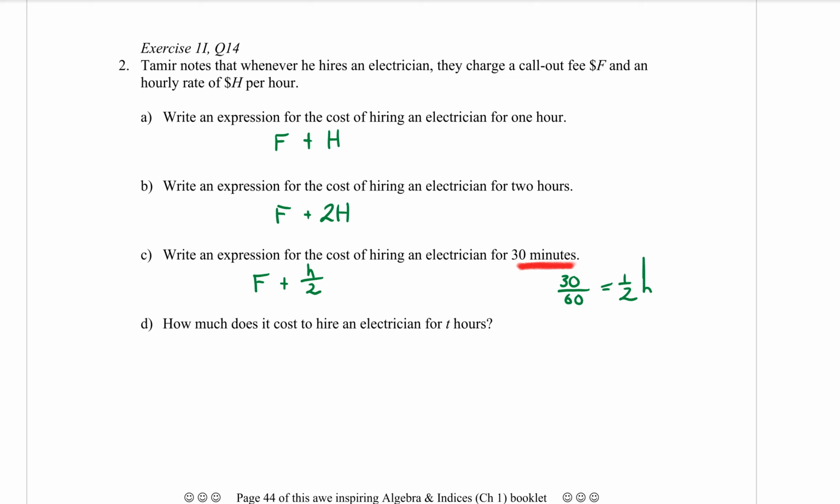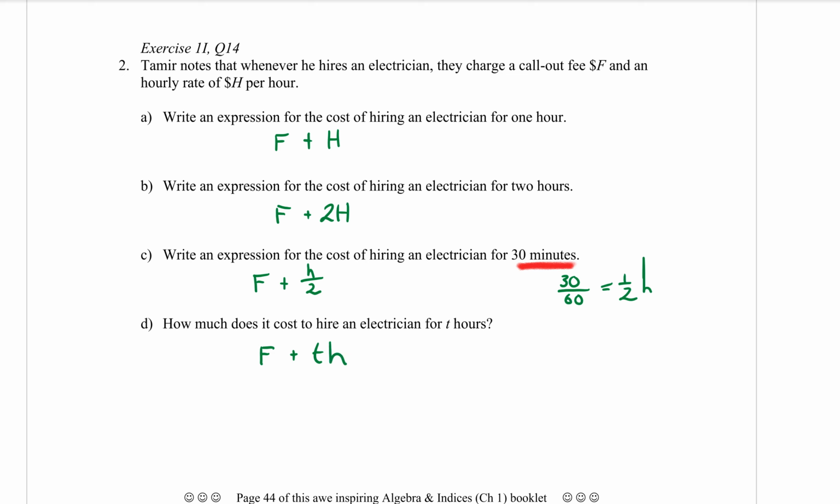And now D, the last part. How much does it cost to hire the electrician for T hours? So 1 hour we had F plus H. 2 hours was F plus 2H. Half an hour was F plus half H. So T hours is going to be, Noah? Is it F plus TH? Yes. So F call-out fee, and we times the T with the H.